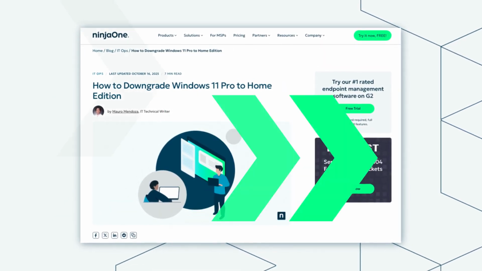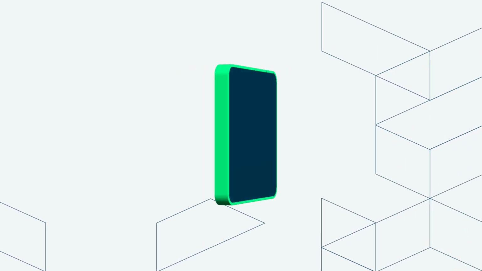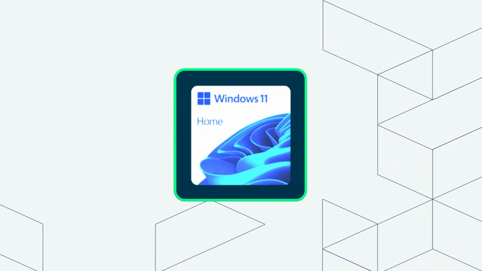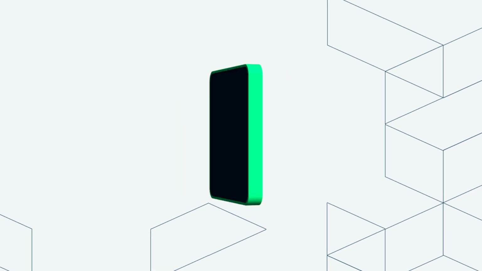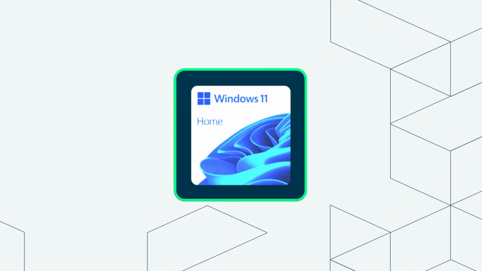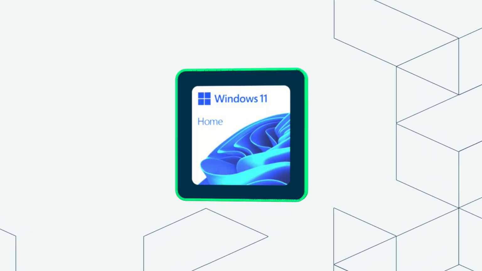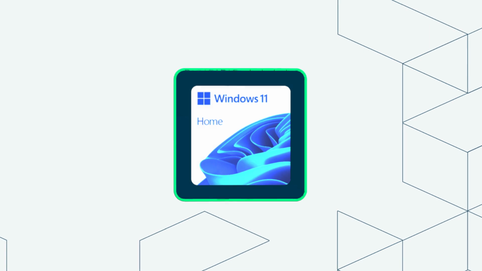Our blog outlines this optional step in full detail, so feel free to check it out after this video. Performing a clean installation of Windows 11 Home not only declutters the system, but also simplifies device management for non-enterprise users. Keep in mind that this downgrade is permanent and requires a full reinstall. There is no in-place downgrade method.